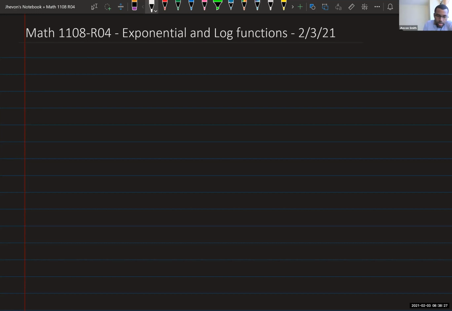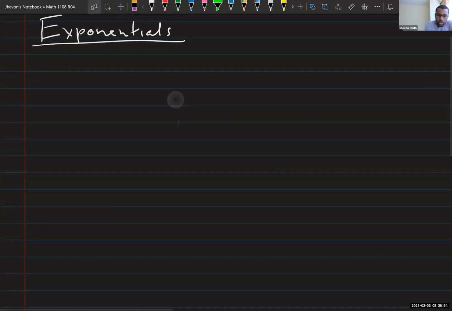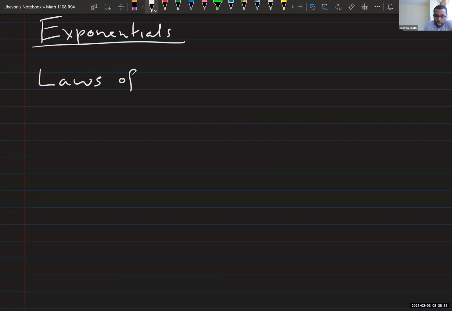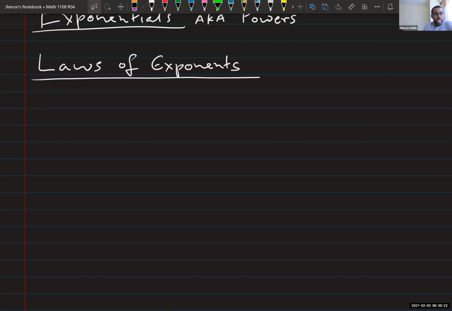So let's start out with exponentials. So what I want to look at first is the laws of exponentials. Exponentials, you might know these as powers, aka powers. So those are the little numbers that you write to the top right corner of something, okay? And there are some rules that you should know about these guys.